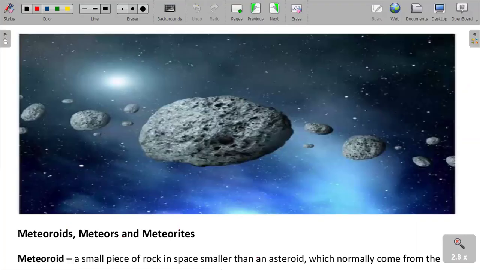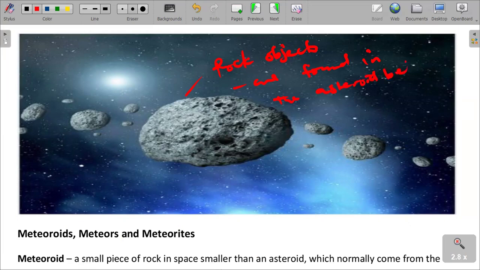So we have got examples here. These are examples of rock particles or rock objects that are found in the asteroid belt. The asteroid belt has hundreds of thousands of rock pieces.